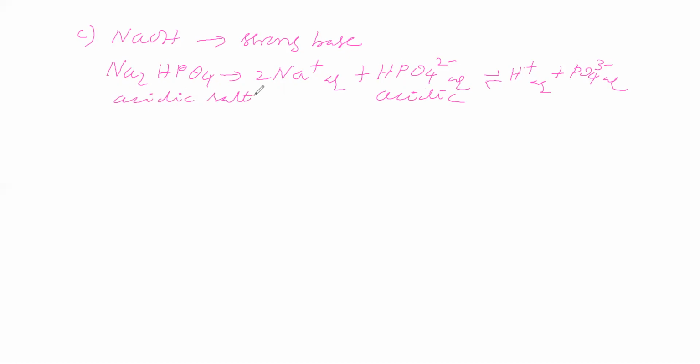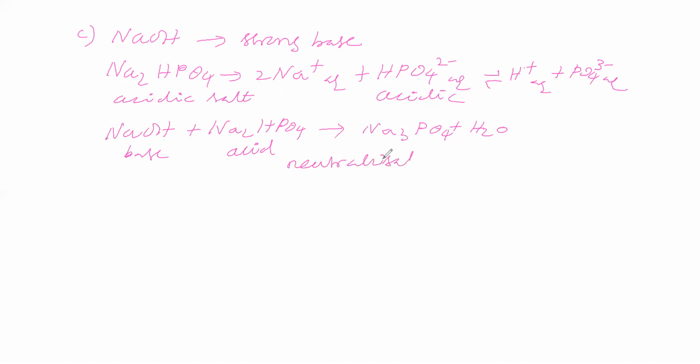Now in option C, see the mixture. One is sodium hydroxide, a base, and the other is disodium hydrogen phosphate, an acidic salt. Therefore, an acid-base reaction takes place, giving salt and water. A neutralization reaction takes place. Therefore, this mixture cannot exist together because they are undergoing reaction. So option C cannot exist together.